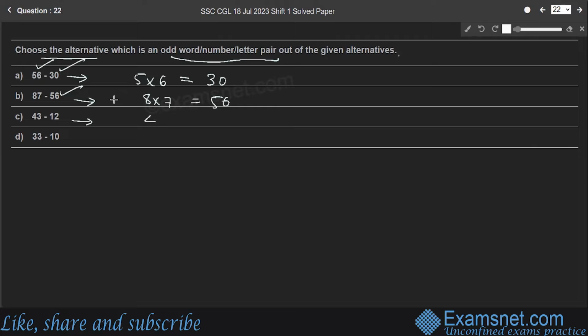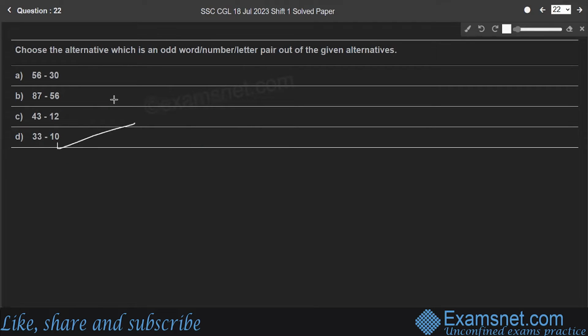So consider the next, 4 and 3. 4 into 3 gives 12, which is the second number, right? Therefore, the last pair, 3 into 3 is 9, but the second number in the last pair is 10, which doesn't follow the same logic. Therefore, option D is the right answer. That means option D is the odd number pair, right? In which 3 into 3 is 9, which is not equal to 10. Therefore, option D is the answer.